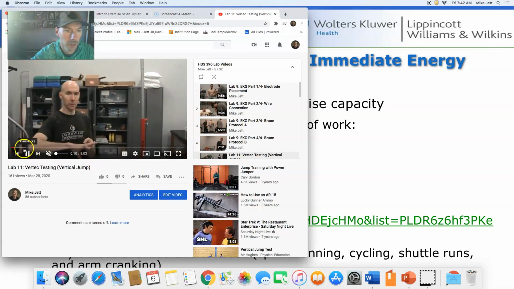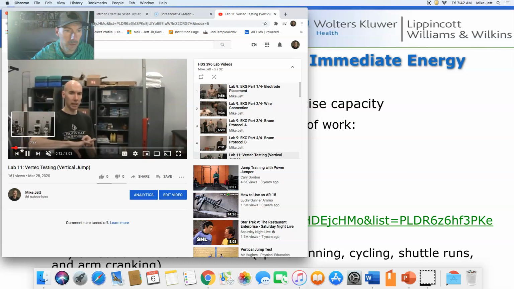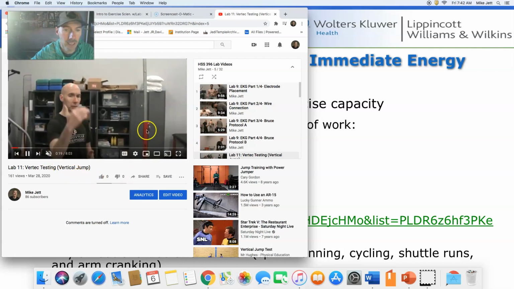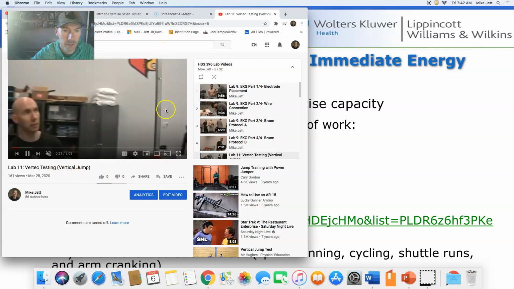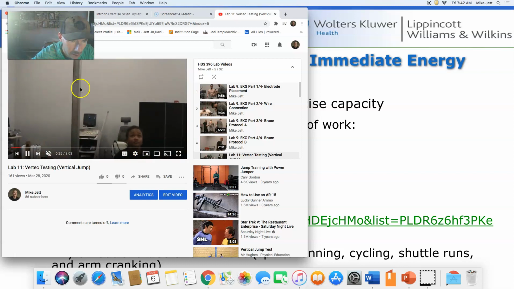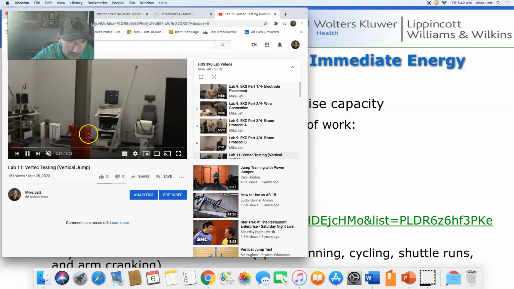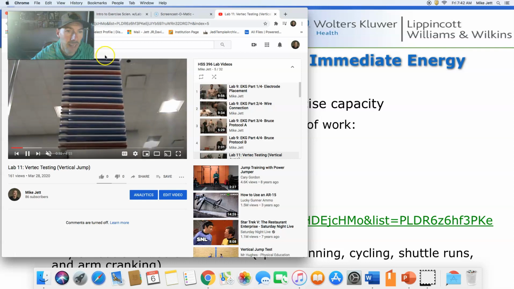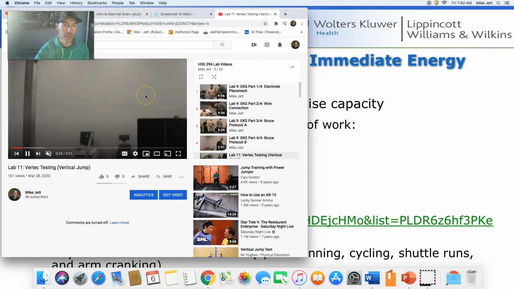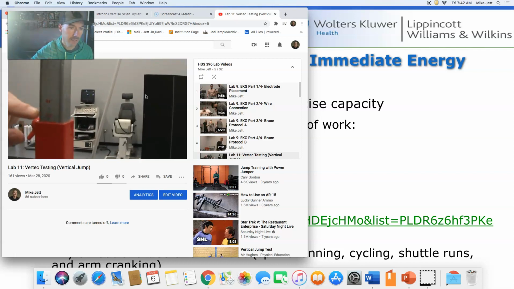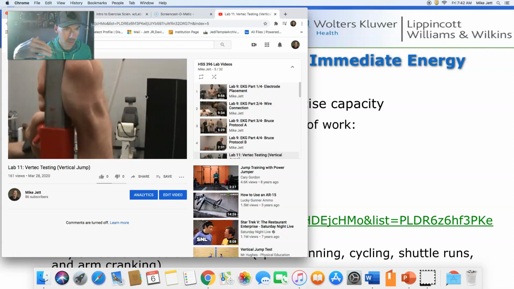All right, so what I'm going to show you here is evaluating anaerobic power using a device called a Vertec. The Vertec is here, and I think I'll zoom out on it in just a moment. But the Vertec is a very simple device that has essentially a measurement stick. Here, you can see these numbers. And then we have these vanes. And what we'll have our athlete do is jump to see the highest vane that they can touch. And this is a really accurate way to measure somebody's vertical jump.